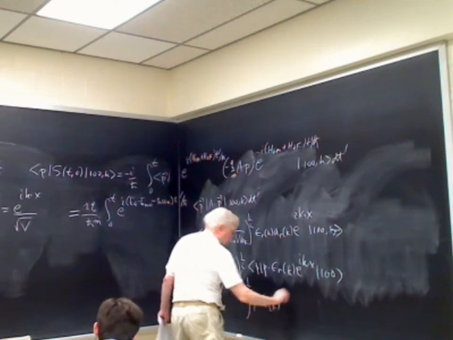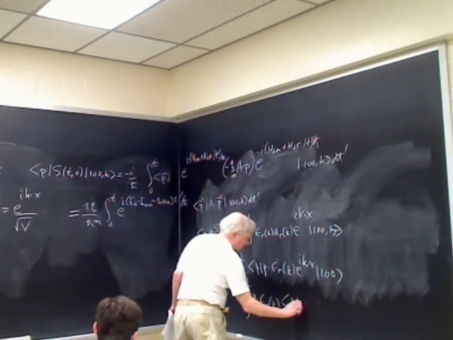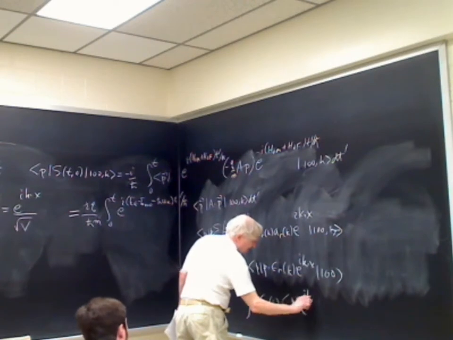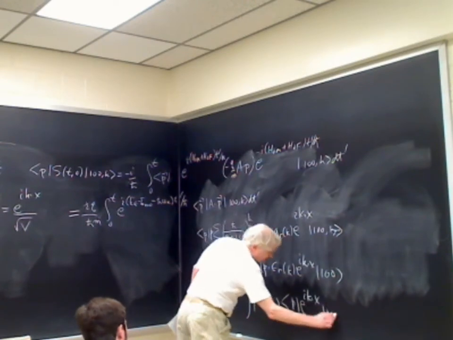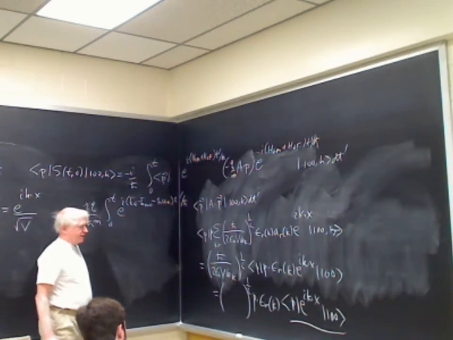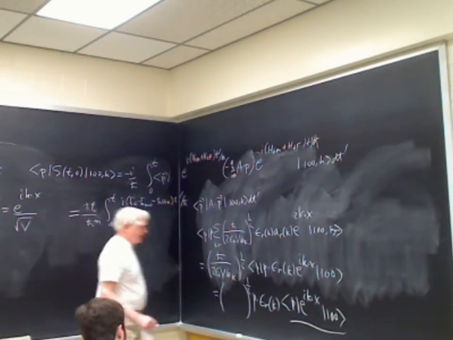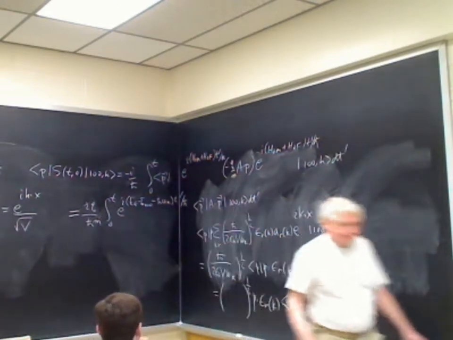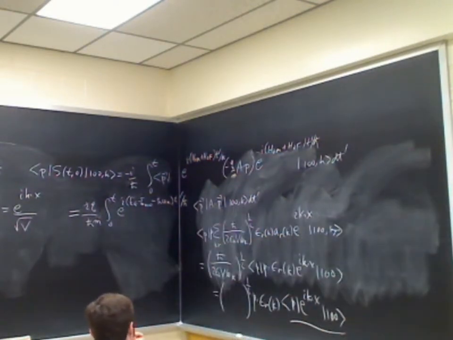And now we have a matrix element. The matrix element is p, e to the i k dot x, 1, 0, 0. So this is an atomic matrix element that we can calculate. And we might as well try to do that now.